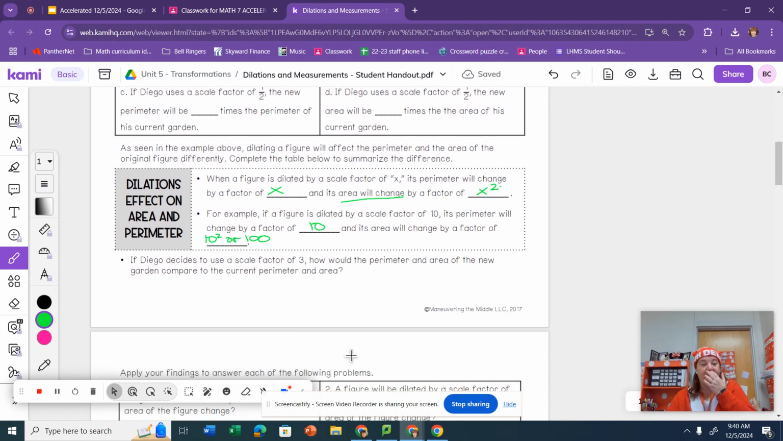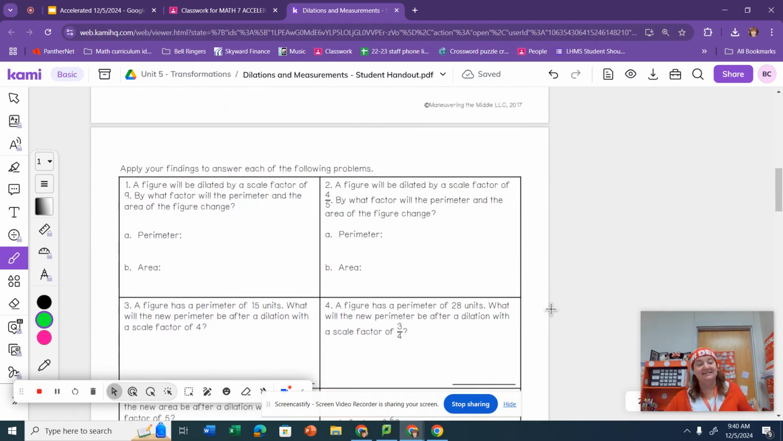So think about this for a second. If Diego decided to use a scale factor of 3, how would the perimeter and the area of the new garden compare to the current perimeter and area? Answer that question. Okay, did you get it right? Let's move on. That's basically all the notes. Now we're just going to practice what we learned, okay?